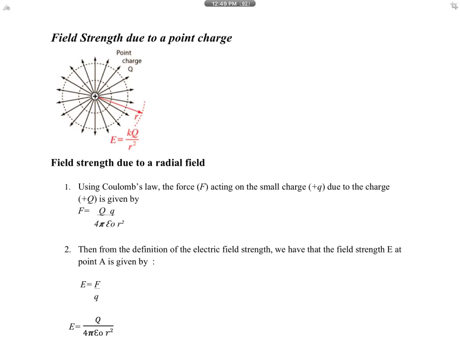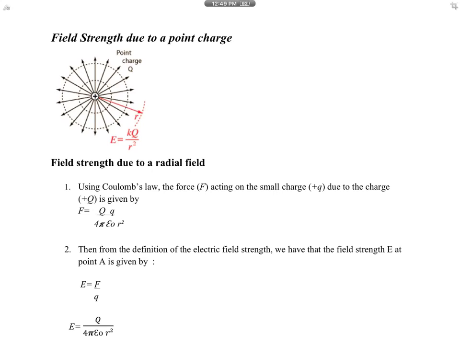It is a vector because electric field strength follows a particular direction. So what's the direction that electric field strength follows? It follows the direction of the force acting on a positive test charge. So just now, remember we use a positive test charge to determine the direction of electric field. That is the same way we determine the direction of electric field strength, because electric field strength is also a vector.